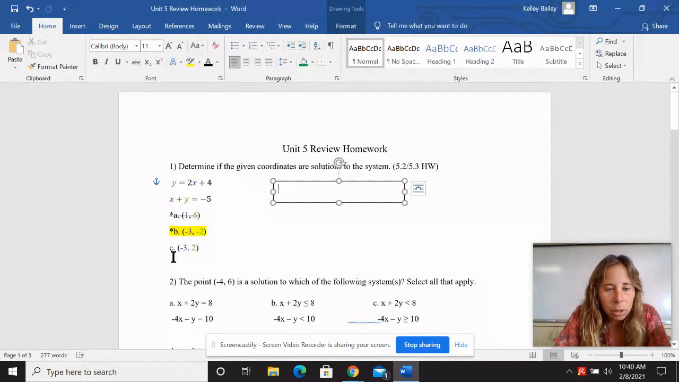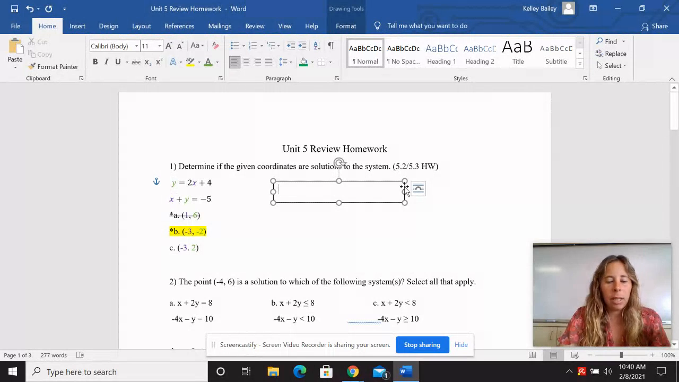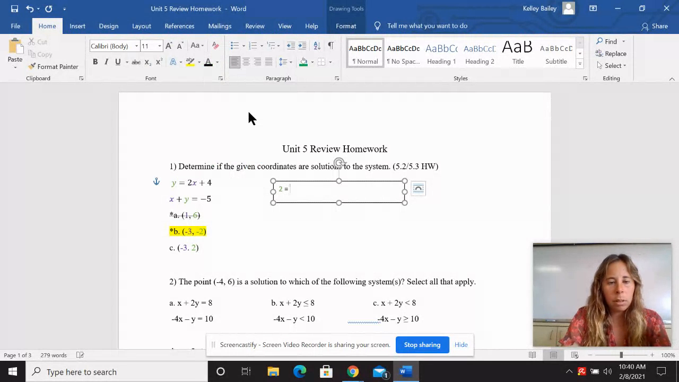So let's do this point. So x is negative 3, y is 2. So let's go to our first equation. So y is positive 2 this time. Equals 2 times x. X is negative 3.